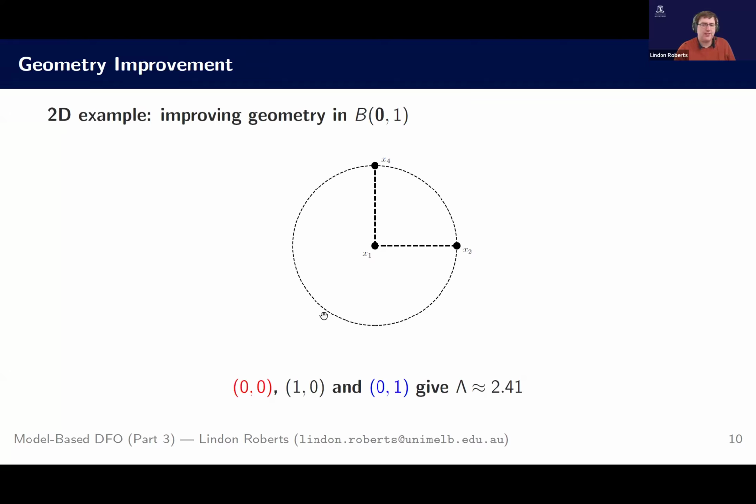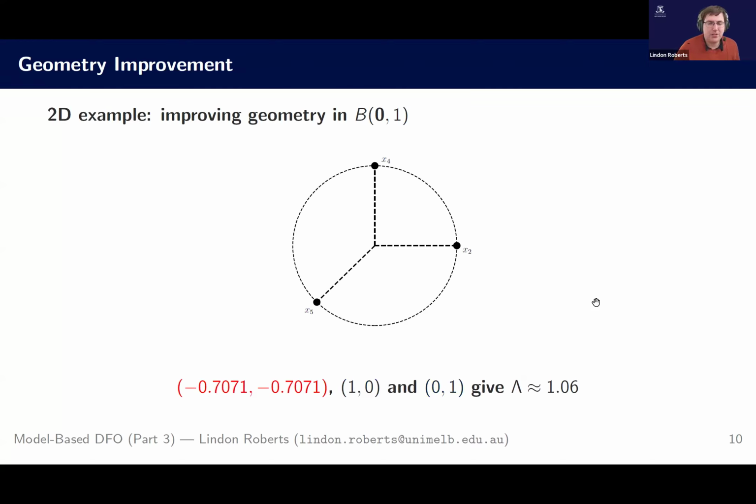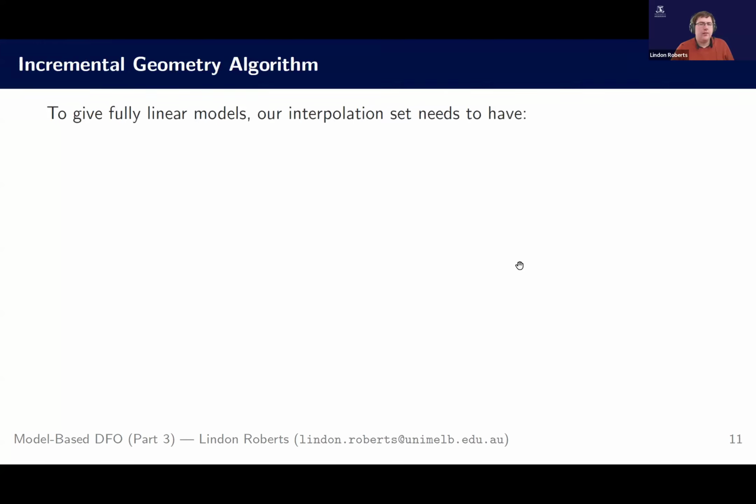So what I'm going to do is replace the origin with the point over here. And if I do that, lambda drops down to 1.06. And as I say, because the points stay inside the trust region, lambda is bounded below by 1. So in 2 iterations, we've dropped by 1 order of magnitude. So it's a fairly efficient process in practice. So that's how we can incrementally improve our geometry one step at a time.